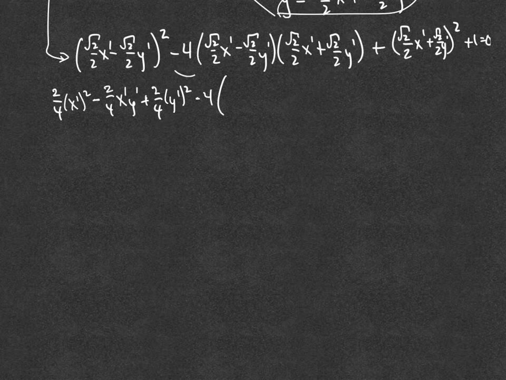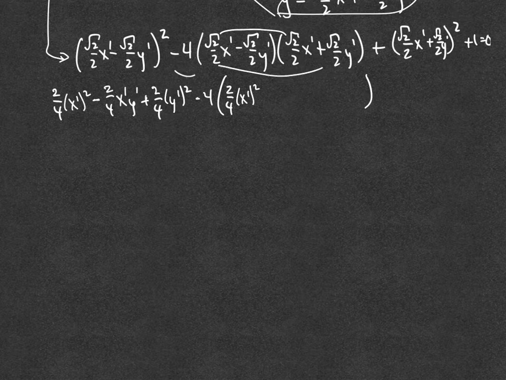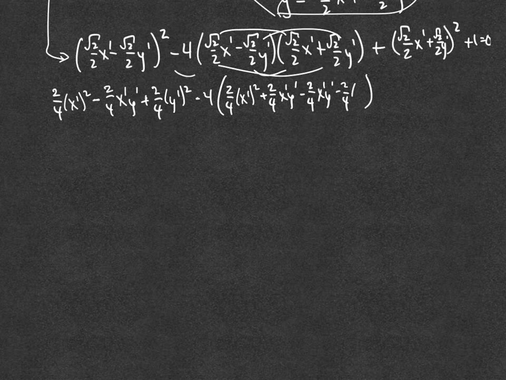Now we have another FOIL coming up, but I also have the multiplication by 4, so I'm going to do the FOIL first, then distribute second. The firsts would give me 2/4 x prime squared. The outsides would be 2/4 x prime y prime. The insides would be negative 2/4 x prime y prime. And then the lasts would be negative 2/4 y prime squared.